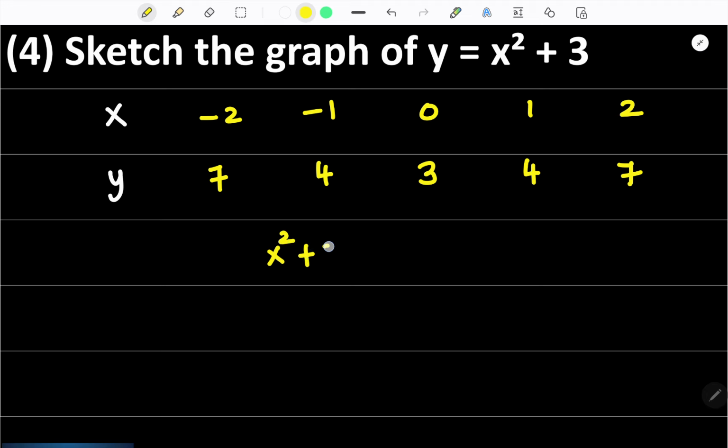Type the equation x squared plus 3. Where is x, teacher? Alpha x. And then press the button CALC. There is a key called CALC. Then the calculator will ask you x? Then you give -2, press equal, you will get 7.